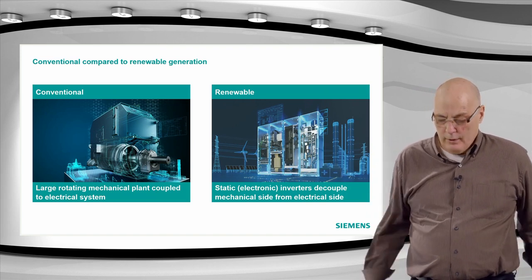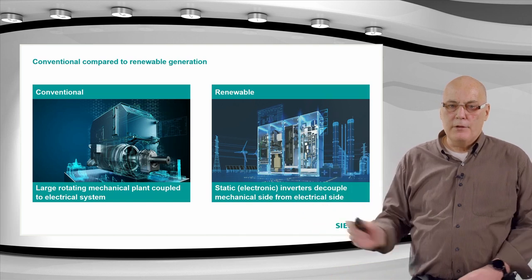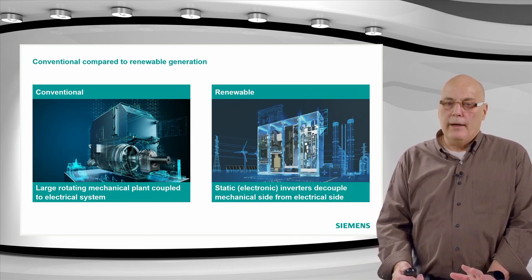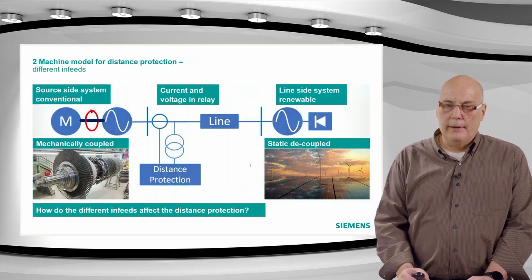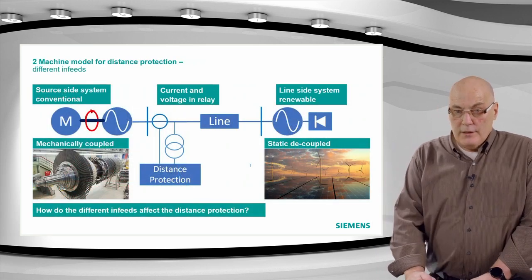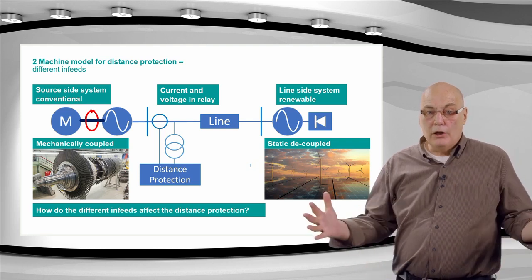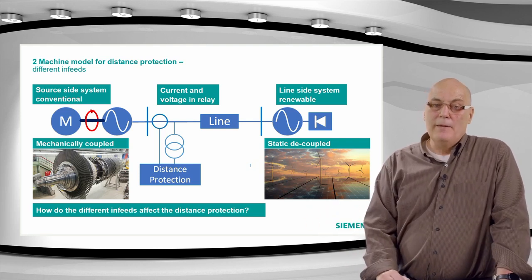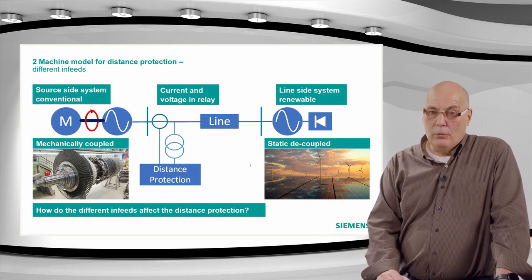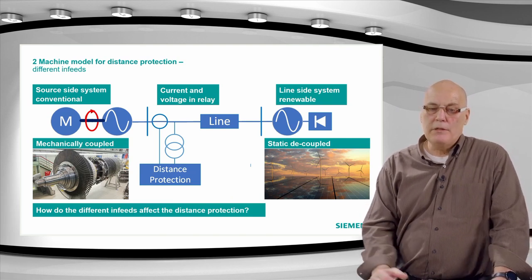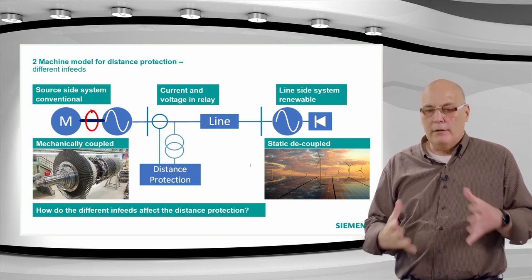Let's have a look quickly at the difference here between a conventional in feed on the left and a renewable in feed, and how the protection can deal with that. The conventional in feed on the left-hand side is large turbo generators, typically mechanical rotating objects that have a lot of inertia. Inertia means you cannot accelerate it very quickly or slowly.